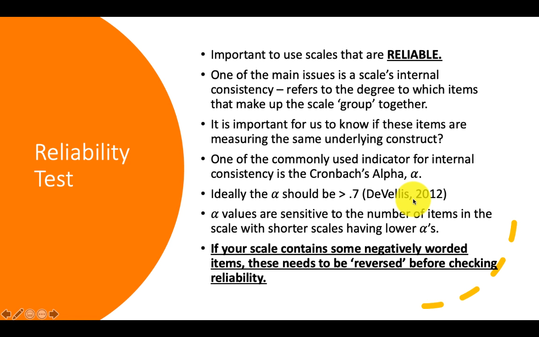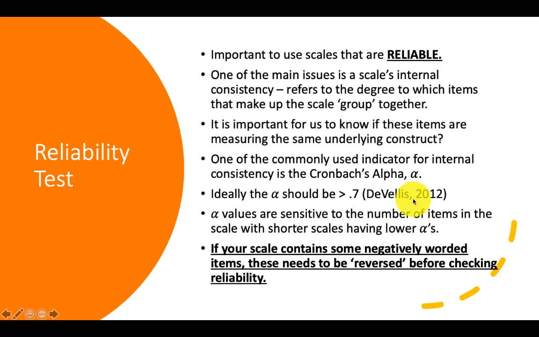The common threshold is that alpha should be more than 0.7, according to DeVellis 2012. I believe Hair also suggested an alpha of more than 0.7, but if your alpha is lower than 0.7, probably it's going to be 0.6 and above. You can definitely find scholars that support that alpha threshold. Probably it's unique for your scales or for your own research project. It depends on the research study itself.